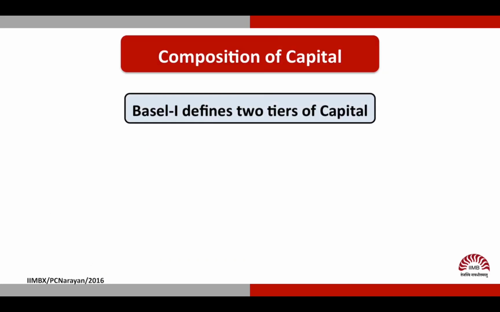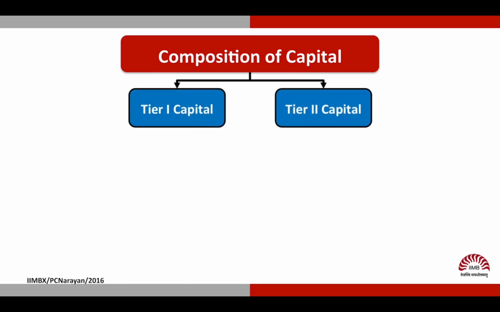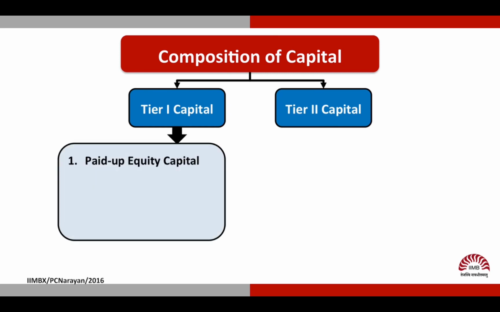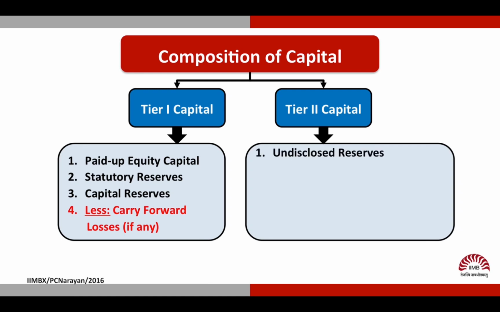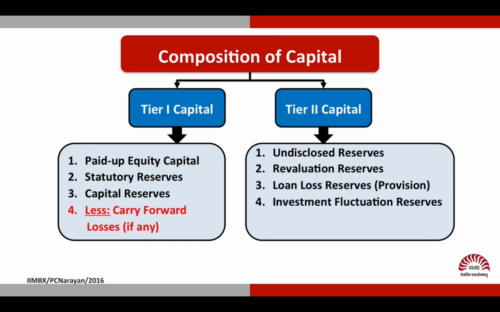Composition of capital. Basel I defines 2 tiers of capital, Tier 1 capital and Tier 2 capital. Tier 1 capital is the core capital comprising of paid up equity capital, statutory reserves, capital reserves, less the carry forward losses, if any, reflected in the balance sheet of the bank. Tier 2 capital comprises all other forms of reserves, undisclosed reserves, revaluation reserves, loan loss reserves, investment fluctuation reserves. The details of some of these reserves we will look at in later sessions in this course.